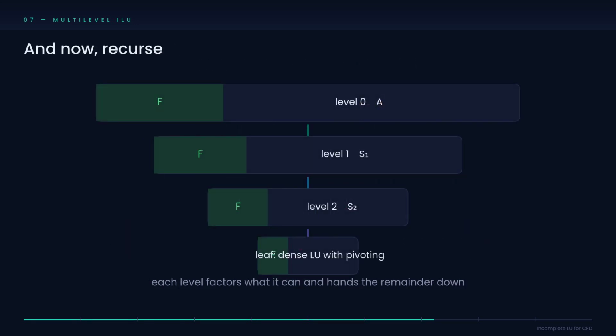The Schur complement is just another sparse matrix, so we do the whole thing again. Test its rows, split into good and deferred, factor the good part, form the next Schur complement. Level after level, each level peels off the unknowns it can handle and passes the remainder downward. When what remains is small enough, we stop and factor it densely with full pivoting, where pivoting costs nothing because the block is tiny.